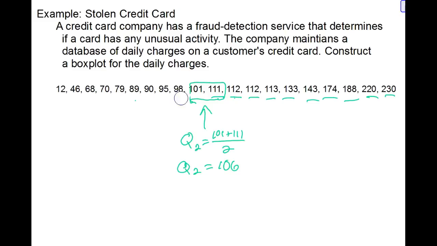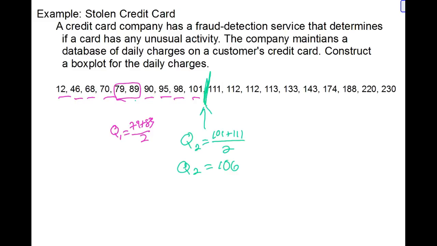Okay, I'm going to delete the markings around here, and I'm going to draw a straight line there to identify Q2. This way I can identify Q1 and Q3. So Q1 is going to be down here, and so I have to take these two and identify. So Q1 is 79 plus 89 divided by 2. So Q1 is going to be 84.